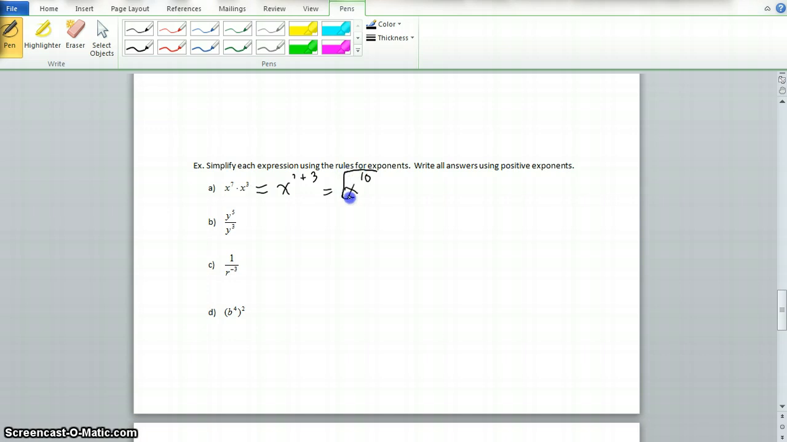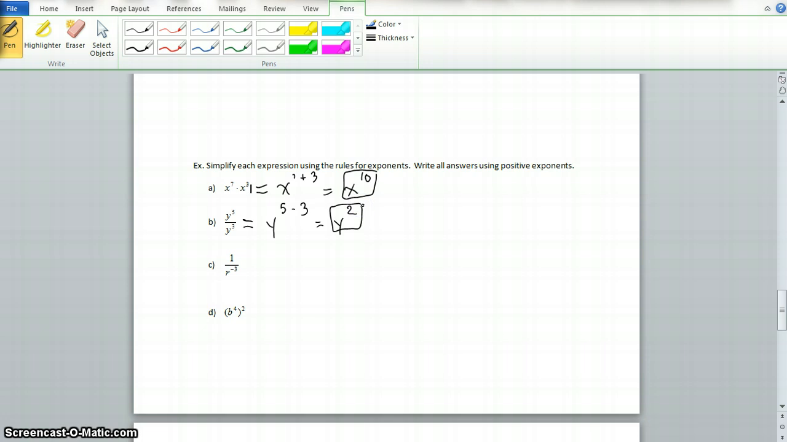Okay, I'm not going to write that step anymore where you just add your exponents together. Look at part B. The same thing, but you're dividing two things with like bases. I'll write this one more time. The bases are like, they're both y's, so you take the top exponent minus the bottom exponent. y to the 5 over y to the 3 is y to the 5 minus 3, which is y squared.